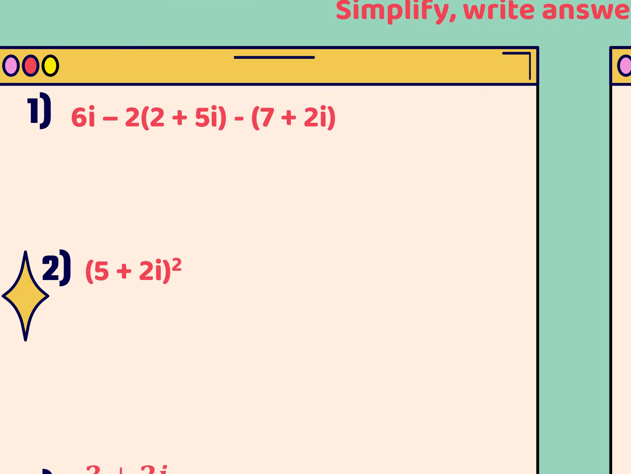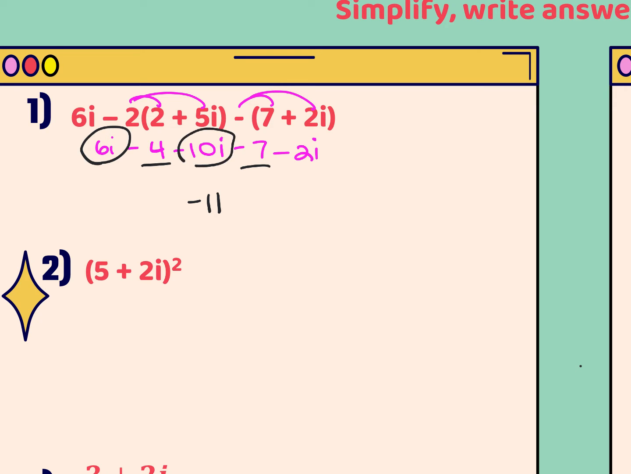So for number one, you've got the numbers at the front you're going to distribute. You also have a negative you're going to distribute. So I would distribute these. I'd get 6i minus 4 minus 10i, and then the negative gets distributed: minus 7 minus 2i. And then I'm going to combine together all the terms that do not have an i. So negative 4 and negative 7 would be negative 11. And then 6i minus 10i, that's negative 4i minus 2i is negative 6i. So remember, standard form puts the i at the end.